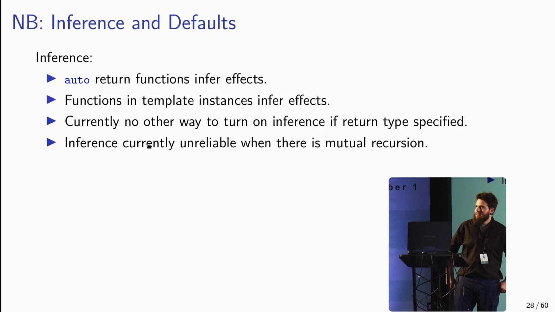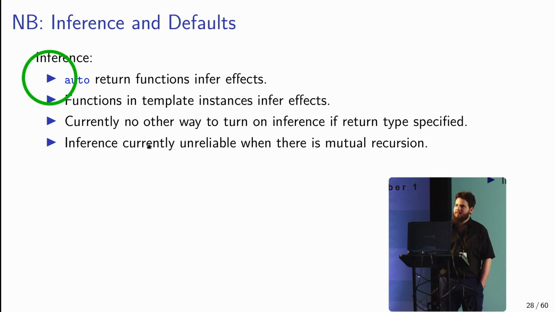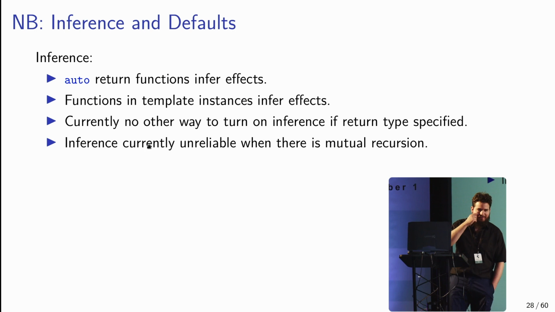So another point is about inference and defaults for effect annotations. So auto functions infer their effects. Functions in template instances also infer effects. But currently there is no other way to turn on inference if you specify the return type of your function. So maybe that's something we can address. Another thing that we maybe could improve is that inference currently is sometimes a bit unreliable when there is a mutual recursion between functions. Oh, Walter has a comment.